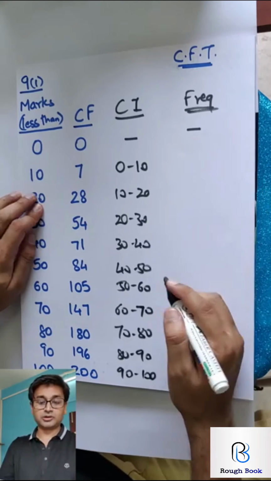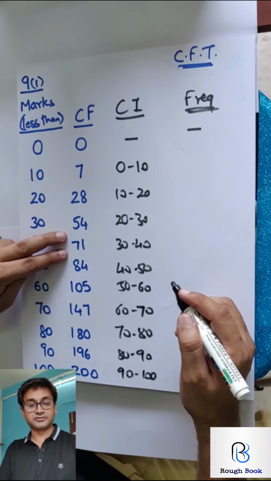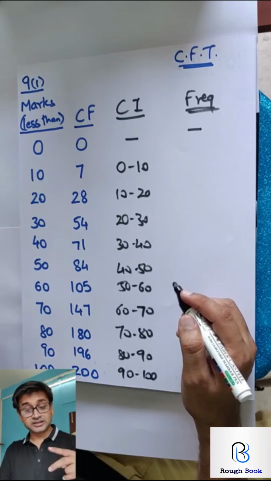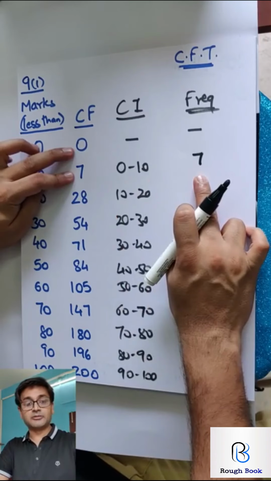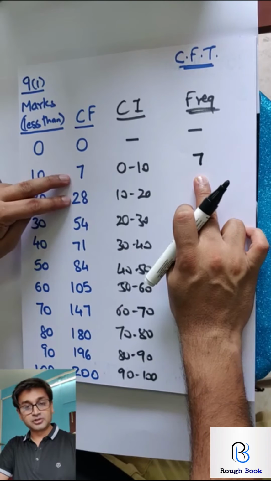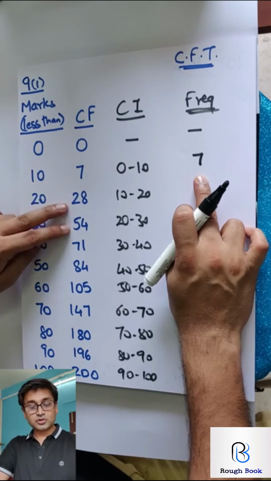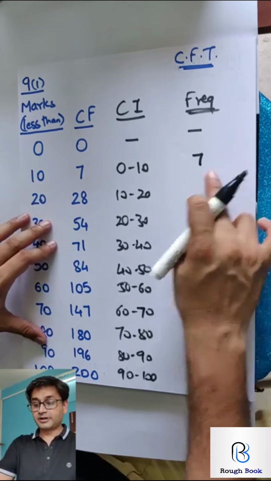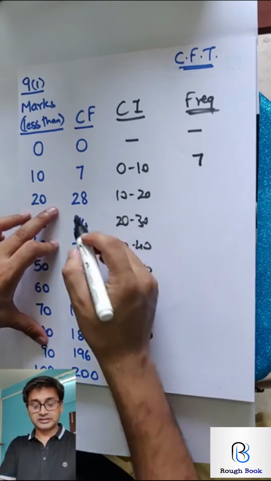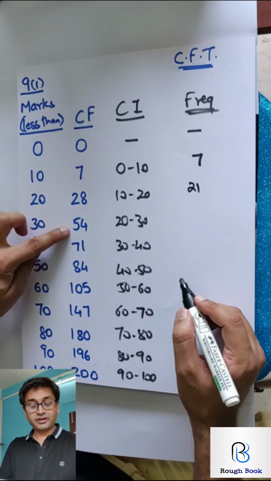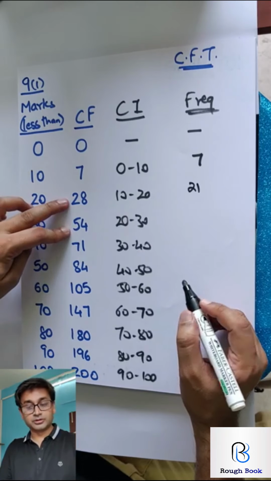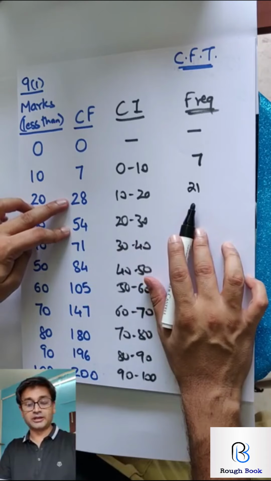Now, how do we get the frequencies? Subtract the two successive ones. So 7 minus 0 will give you 7. That means 0 to 10 is how much? 7. Subtract these two. Then subtract these two. So always subtract here. Don't subtract anything with this side. Okay. So 28 minus 7 will give you 21. Now 54 minus 28 is what you need to do. Don't do 54 minus 21.